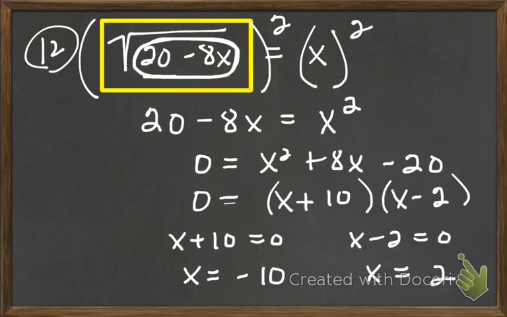Now they warned us, it says check your prospective answers. We think there are answers, but they have to check in the original problem. So let's try the negative 10. If we go back into the original problem, we're doing 20 minus 8 times negative 10. Negative 8 times negative 10 is positive 80, and 80 and 20 combine to be 100. So we end up with a square root of 100 on the left, and then we have an x on the right. Well, that means there's two x's in that equation.